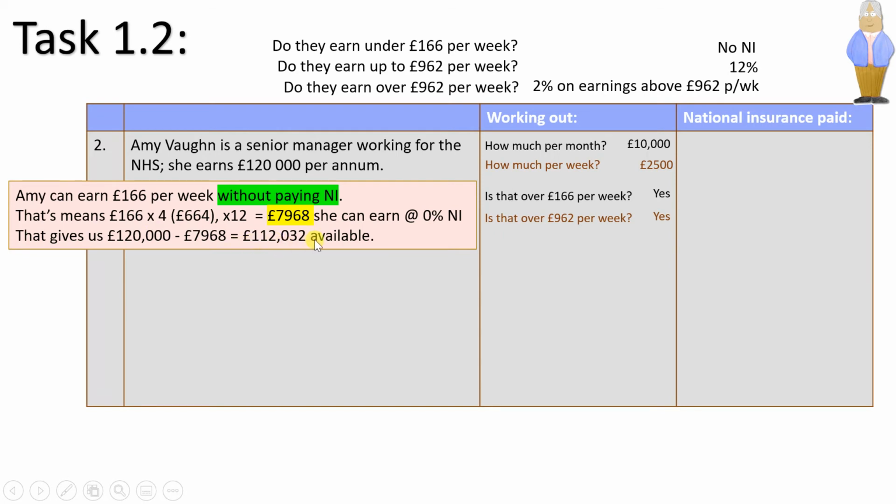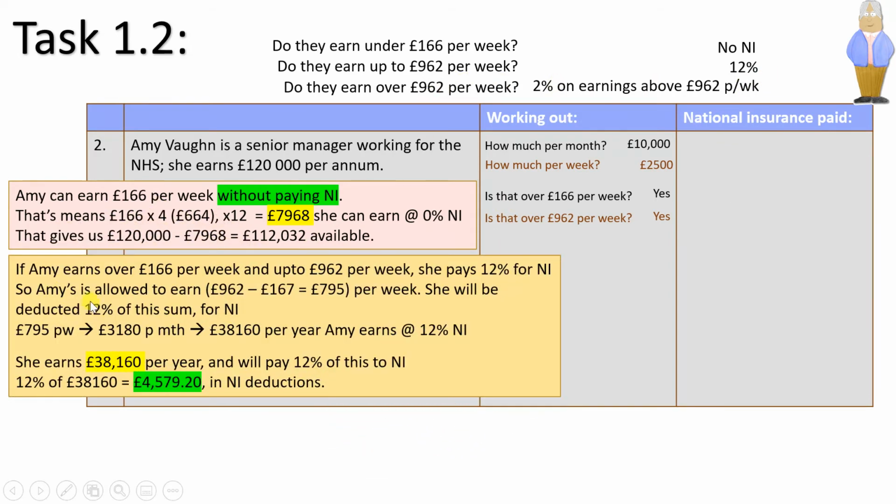So here comes the next slice. Do they earn up to £962 per week? Well, the answer is yes. So this time now we've got our yellow post-it note, and on our yellow post-it note, what we've got to look at is that middle slice. So if Amy earns, we know she earns over £166 per week, and she earns up to 962, so that's a yes. So in that middle slice, she pays 12% for her national insurance.